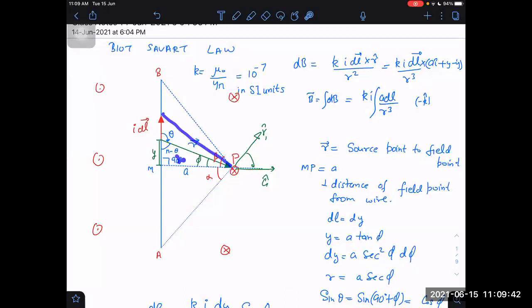What do you want to use? Sine rule? Which sine rule you want to use? For L and R we can apply now, sir. I know here one thing, that dl is also equal to dy or not? dl is dy, right? Yes, sir. dl equal to dy. And y square plus a square is equal to r square. So I can write 2y dy is equal to 2r dr. Yes, sir.